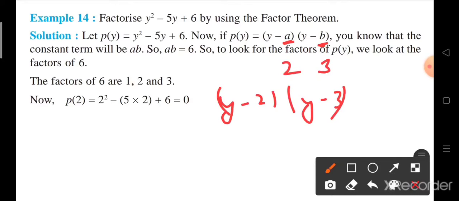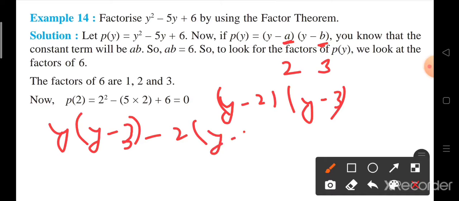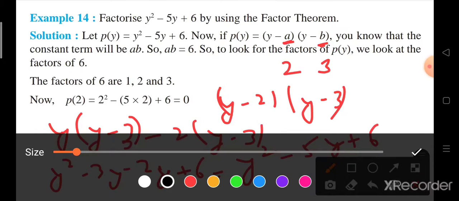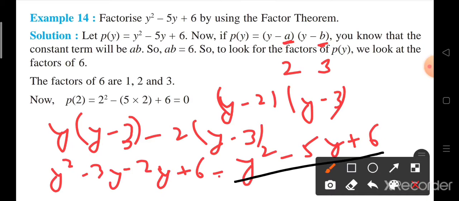So when you multiply it, y into y minus 3 minus 2 into y minus 3. So y square minus 3y minus 2y plus 6. So what do you get? The same polynomial, y square minus 5y plus 6. So that means we are able to get back to the same thing. Is it clear?